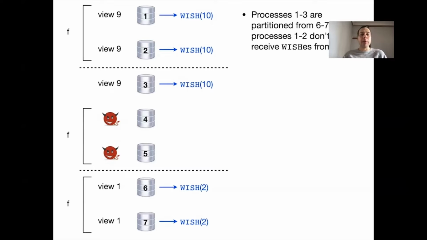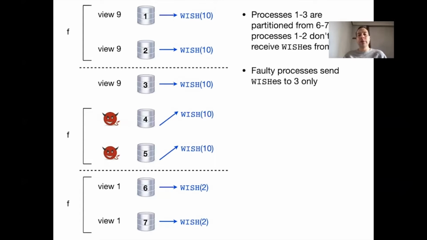Now, what may happen is the faulty processes 4 and 5 may provide the wishes for view 10 just to process 3. And so now process 3 will accumulate 5 wishes for view 10, 2 wishes from the faulty processes and 2 wishes from correct processes 1 and 2. And this will allow this process to enter view 10. And then after a while, this process may get unhappy and say, oh, this view doesn't work, so let me call advance once again. And then it will start trying to enter view 11 and send the corresponding wish.